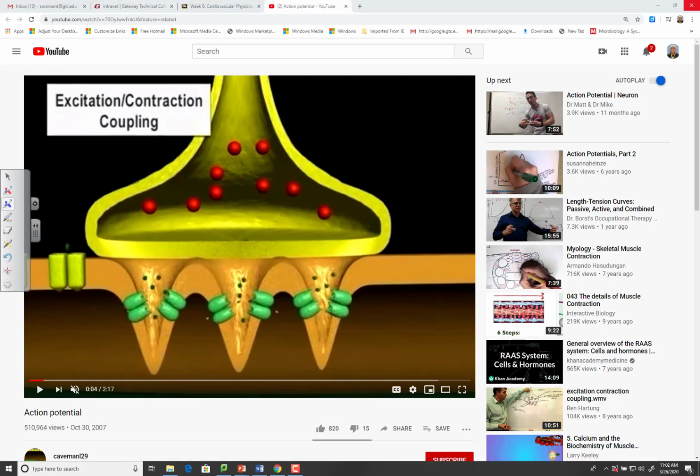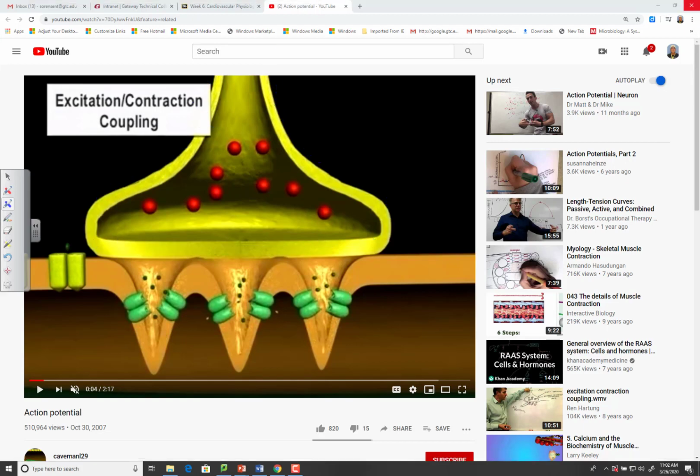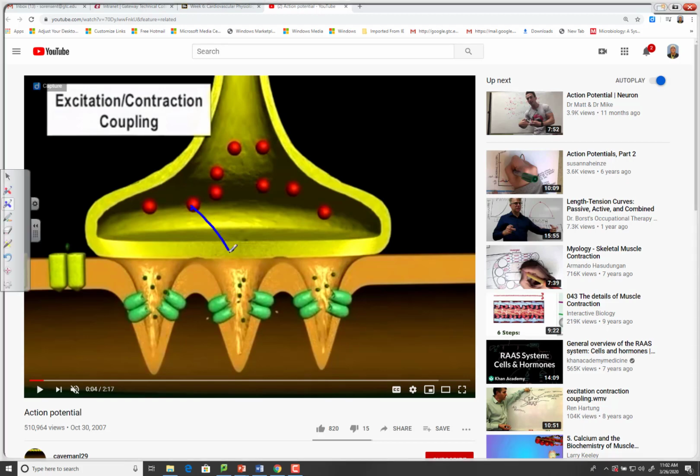So let's say that you want to contract this muscle. Who cares what muscle it is? Let's say your leg muscle, right? You want to get up and walk around. That motor nerve is going to be stimulated. It's going to create an electrical impulse, and it's going to travel over the end of the axon of that motor nerve. And when that happens, that's going to cause the release of acetylcholine. So acetylcholine is going to be released through the process of exocytosis. And acetylcholine then is going to bind to these acetylcholine receptors on the muscle cell membrane.